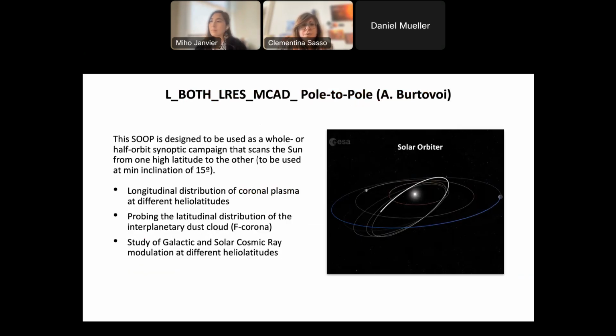And here, just to conclude, is an example of a new SOOP that is called pole-to-pole, that we can actually do now, because it needs a minimum inclination of 15 degrees. And here is what we are going to analyze, in particular the longitudinal distribution of coronal plasma at different heliolatitudes.